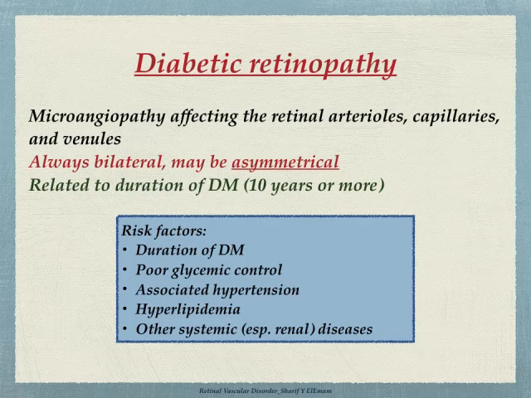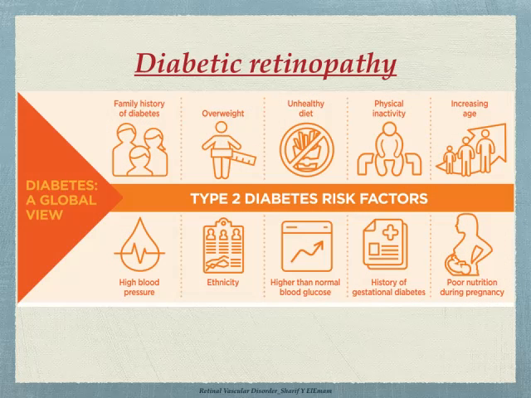Risk factors for the occurrence of diabetic retinopathy in diabetic patients include the duration of diabetes mellitus, poor glycemic control, associated diseases like hypertension or renal diseases, and hyperlipidemia or high lipid profile in those patients, whether it's an increase in triglycerides or in cholesterol. This can also lead to the progression of diabetic retinopathy in patients who have diabetes mellitus.